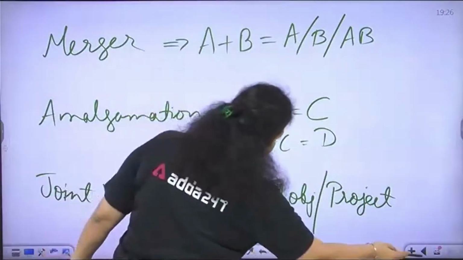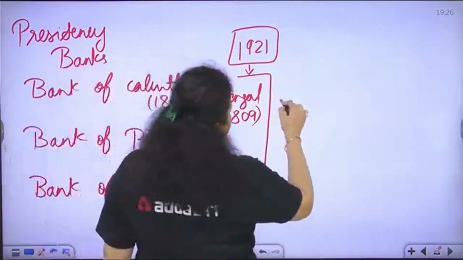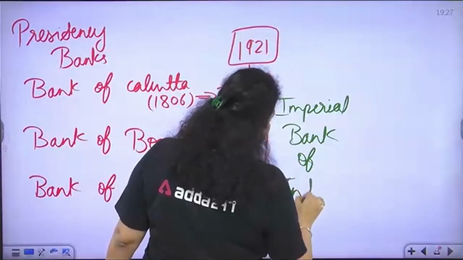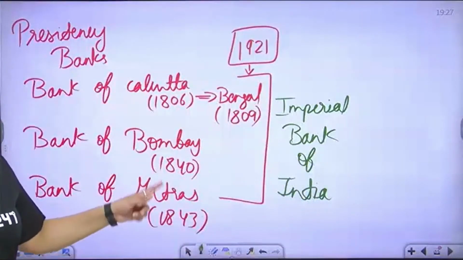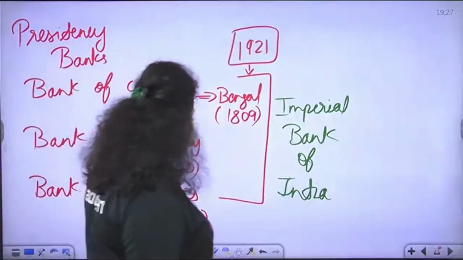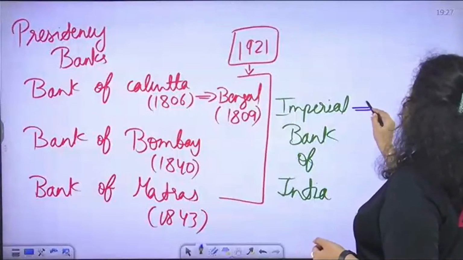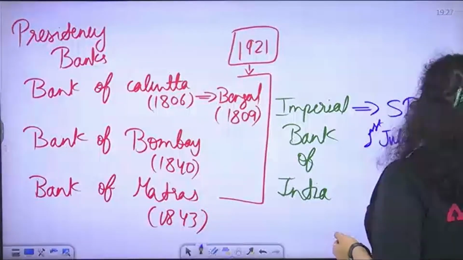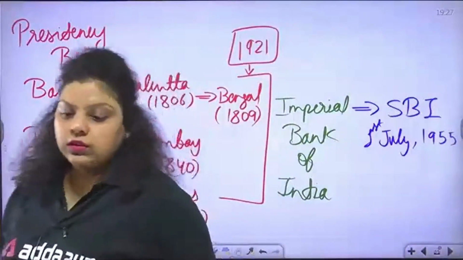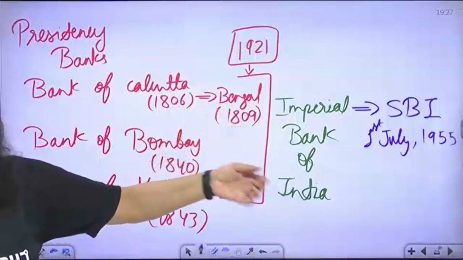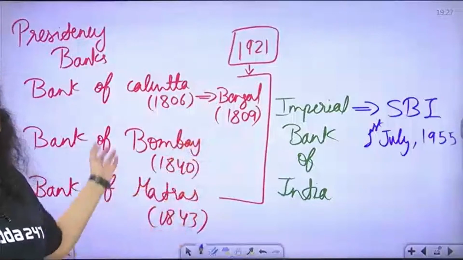So amalgamation happened in these 3 presidency banks, and they formed the Imperial Bank of India. Imperial Bank of India was formed in 1921. And after this, we established the State Bank of India. This Imperial Bank of India was converted into State Bank of India on 1st of July 1955, with the help of the SBI Act 1955. So this is the history of the present State Bank of India.